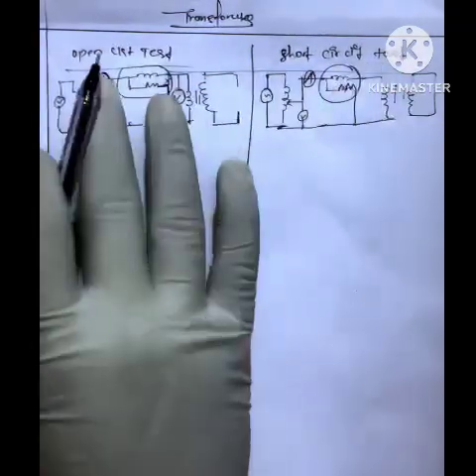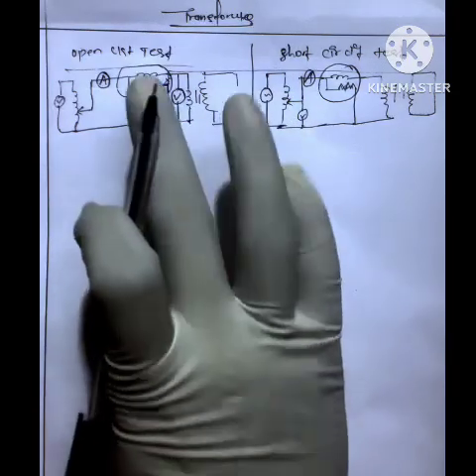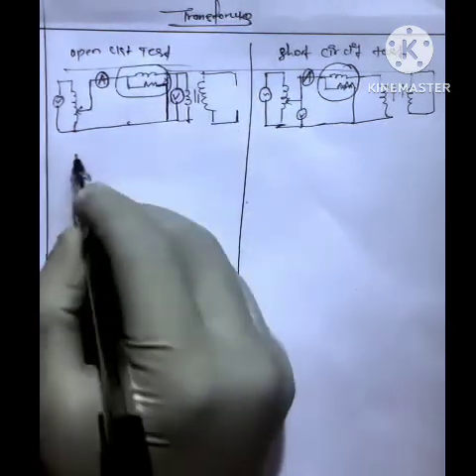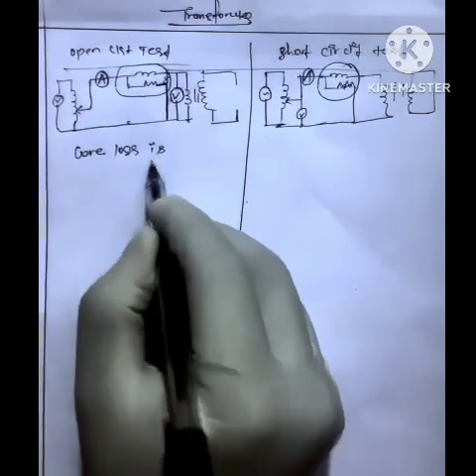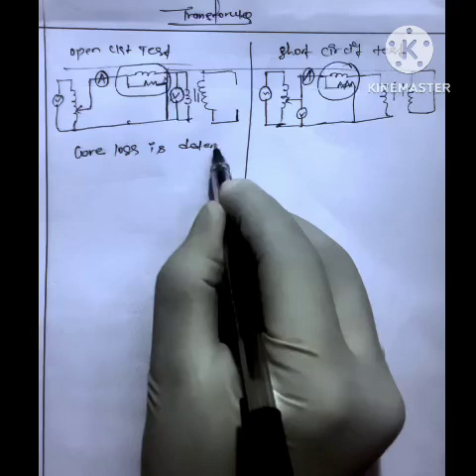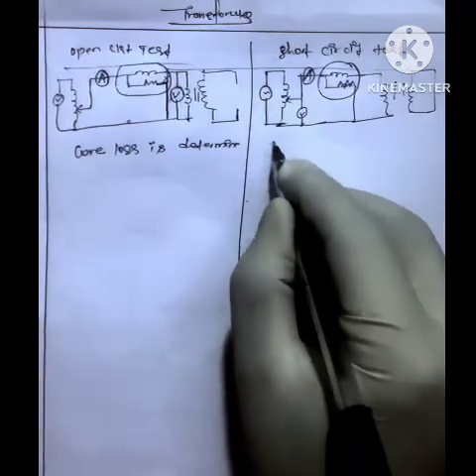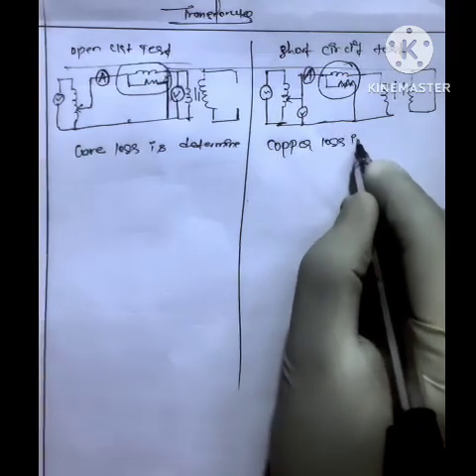Note, this is the circuit diagram for the open circuit test. It is particularly to test core loss, so core loss is determined. Here in the short circuit test, copper loss is determined.